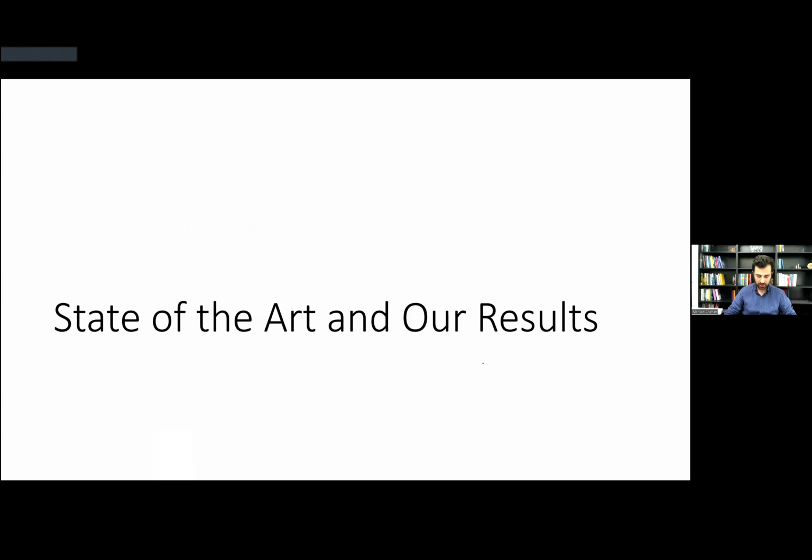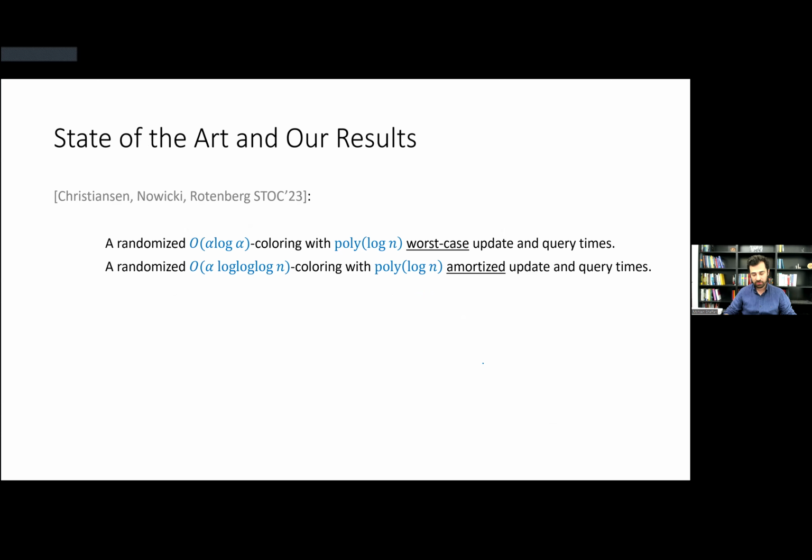So what's known about this problem? The most relevant result for us is work from last year by Christiansen, Nowicki, and Rotenberg, where they give essentially two main results. One is a randomized algorithm that has polylog n worst-case update time and query time, and it gets the number of colors to be arboricity times log of arboricity, asymptotically. And then a much more technical result, which gets the number of colors to be alpha times triple log n.